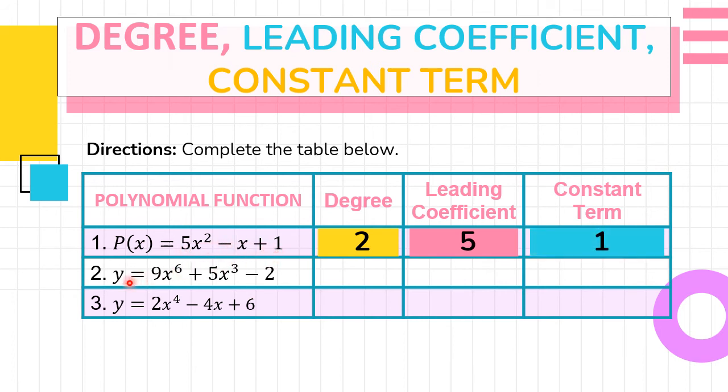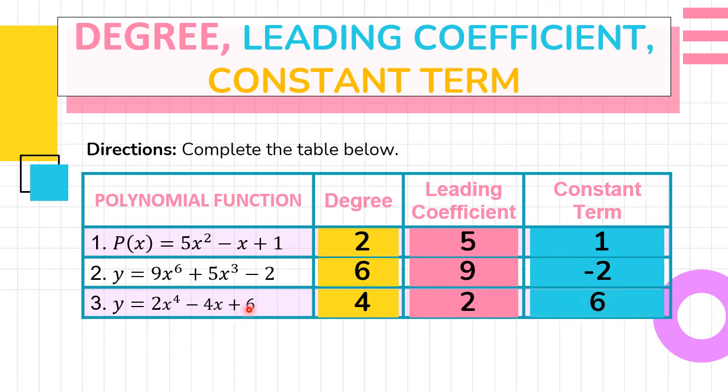Okay, for number 2, y equals 9x raised to 6 plus 5x cubed minus 2. Anong highest exponent? Okay, we have 6. Ano yung leading coefficient? Yung nasa harapan niya, and that is 9. Ano yung constant term? Yung walang kasamang variable? That is negative 2. How about number 3? y equals 2x raised to 4 minus 4x plus 6. The degree or the highest exponent is 4. Leading coefficient, yung nasa harapan niya, we have 2. And the constant term, we have 6.